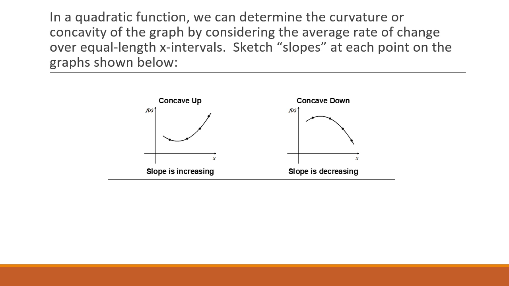In a quadratic function, we can determine the curvature or the concavity of the graph by considering their average rate of change over equal length x intervals. The key word here is equal length x intervals, okay? So make sure you take note of that. So sketch slopes at each point on the graphs shown below. When we sketch the slope, notice how as you're sketching, the slope is increasing, right? It's getting steeper and steeper and steeper.